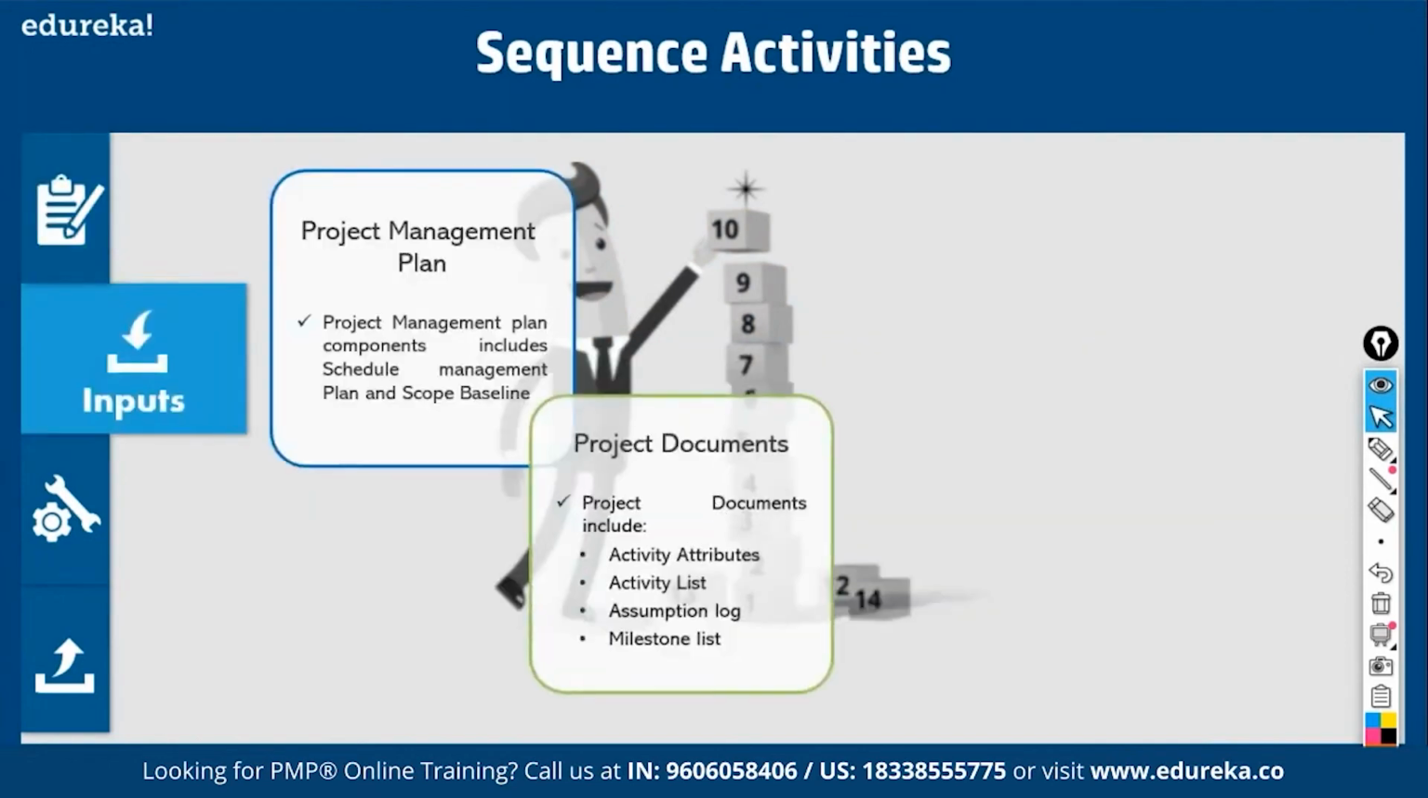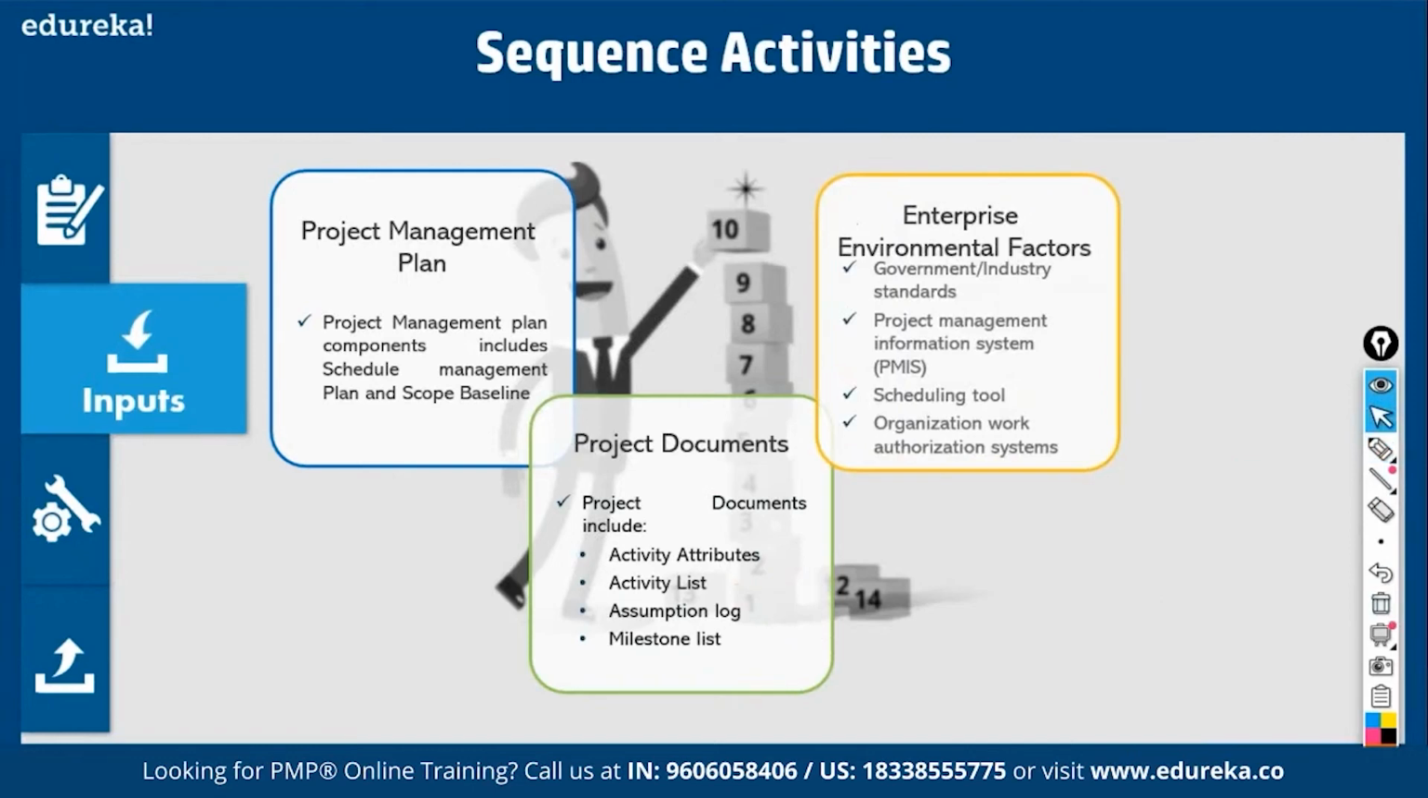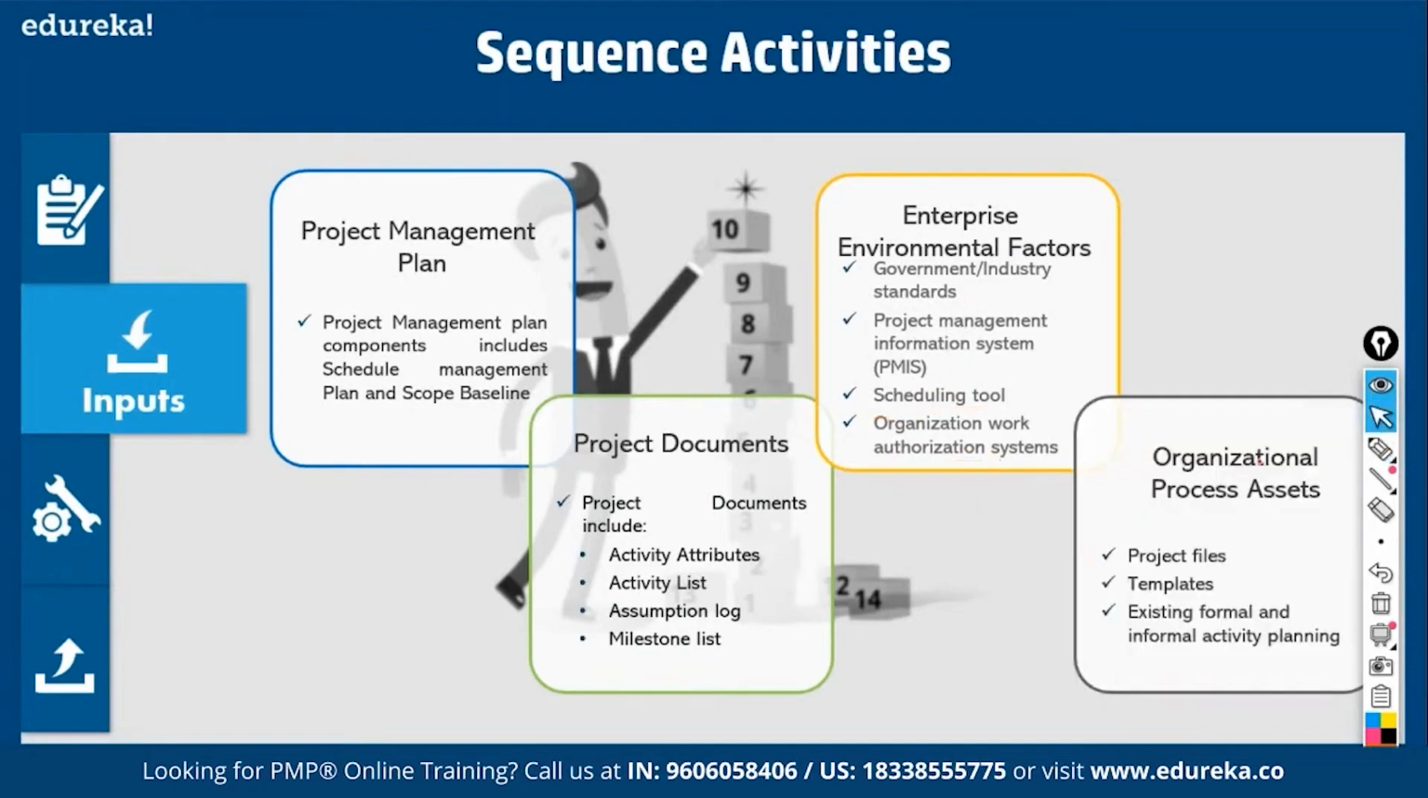The project management plan tells you how to decompose the scope baseline into activities and how to sequence them. So what are the project documents you require? You require a list of activities to be sequenced, their activity attributes, and the assumptions and milestones. Then enterprise factors, any PMIS. What is a PMIS? Any scheduling tool or sequencing tool that you use, right? Any work authorization system. If there are any government standards, you have to adopt them. Then organizational processes, project files, templates, etc.